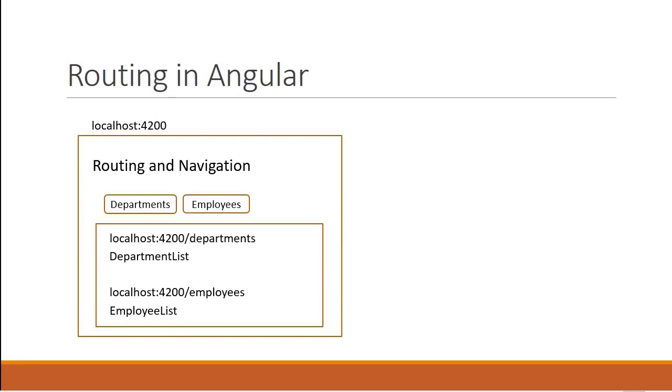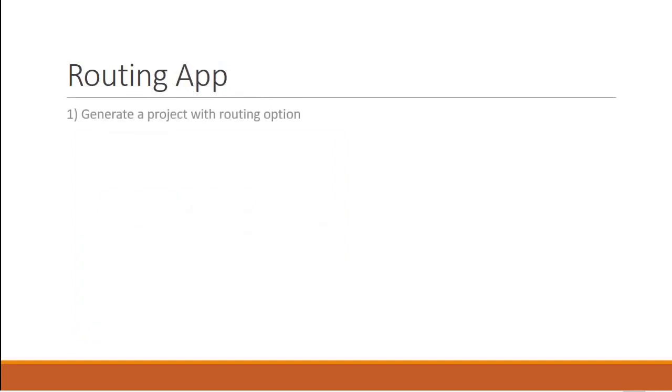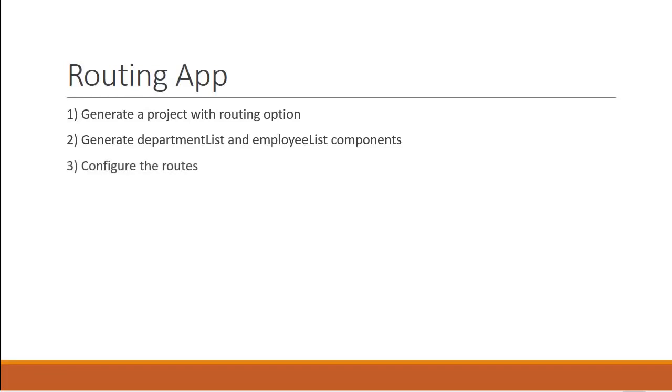Now to implement this requirement, here are the steps. First, we generate a new project using Angular CLI with the routing option. Second step, we generate the department list component and employee list component. These are the components we want to display in the view. Third step, we configure the routes for our application. This will allow us to navigate to the routes from the URL. Fourth step, we add buttons and use directives to navigate to the configured routes. So let's begin with step 1, generating a new application.